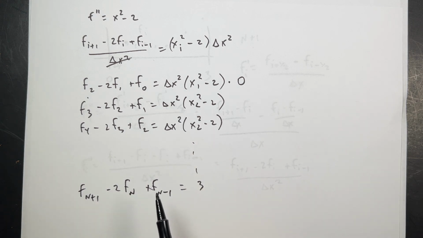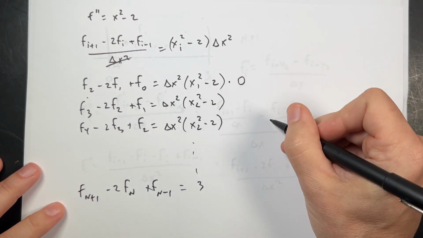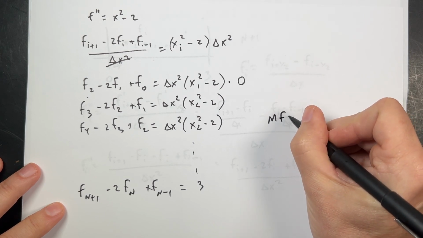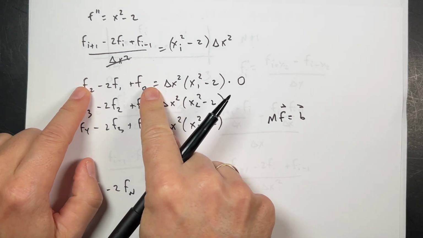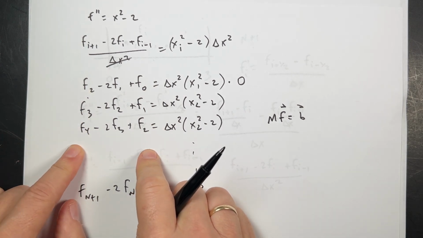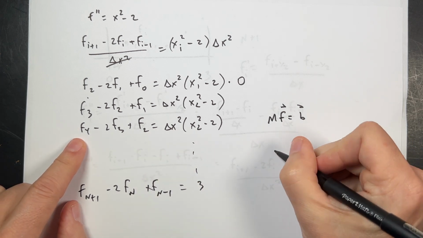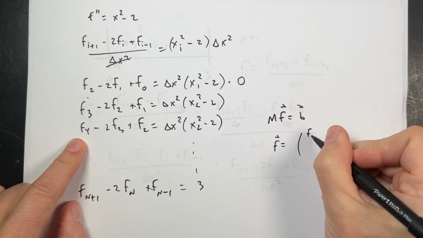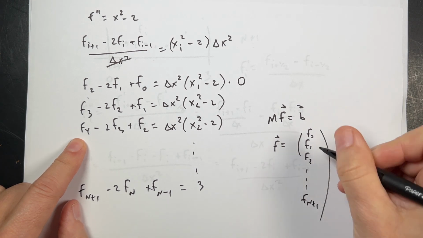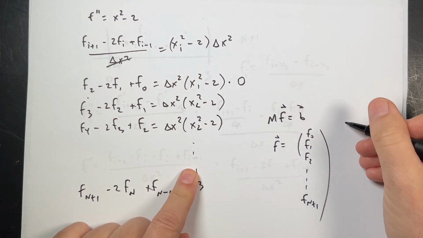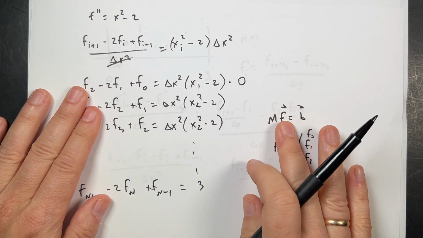But I can write this system of linear equations as something that looks like this: M times f equals b, where M is going to be the components of all these terms, f is going to be the vector f0, f1, f2, down to f_{n+1}, and then b is going to be these values right here as a vector. And so I get this matrix of all the cofactors times f equals b.